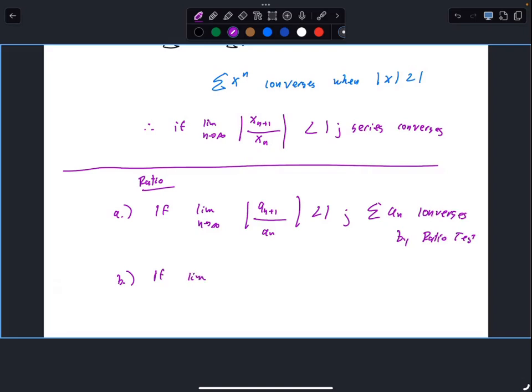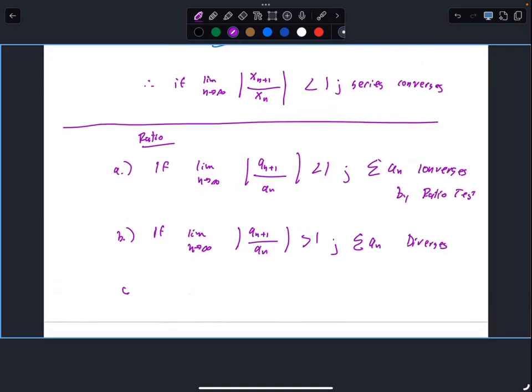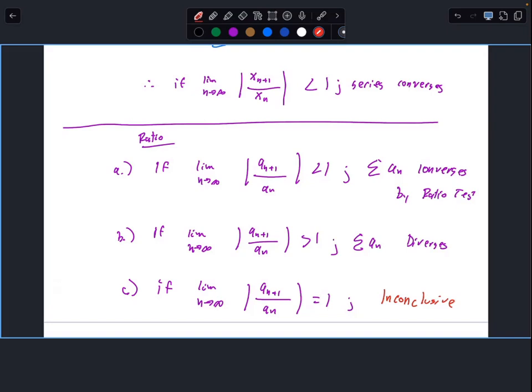B, if the limit as n approaches infinity of the absolute value of a sub n plus 1 over a sub n is greater than 1, then the series of a sub n diverges, once again by ratio test. And C, if the limit as n approaches infinity of the absolute value of a sub n plus 1 over a sub n is equal to 1, then it's inconclusive. That's really the issue with the ratio test: in a lot of scenarios you do get something inconclusive, and therefore you are forced to use one of those other tests.